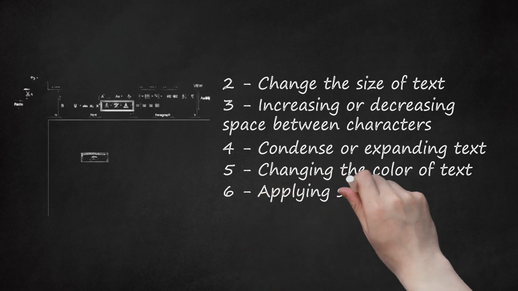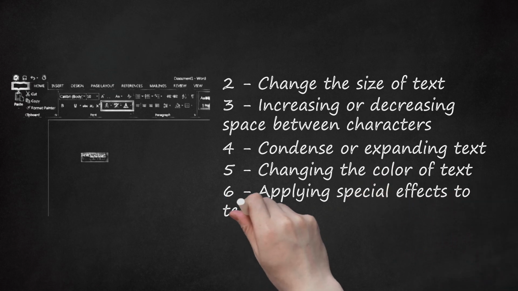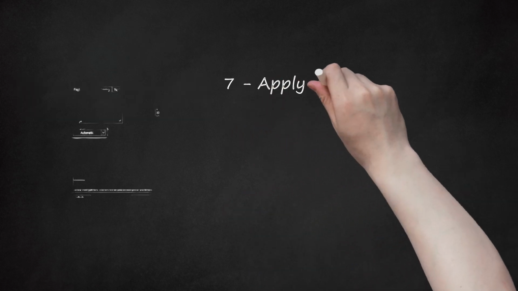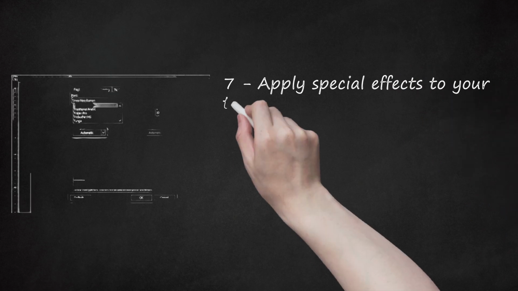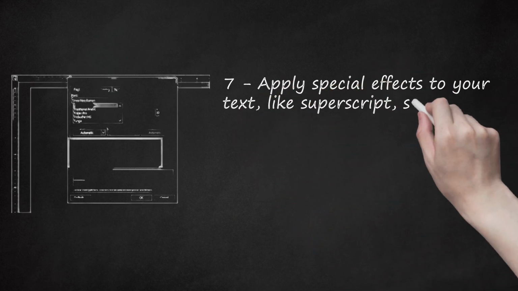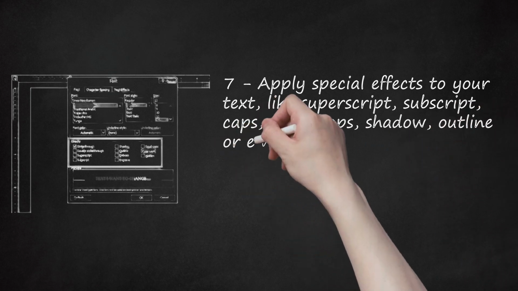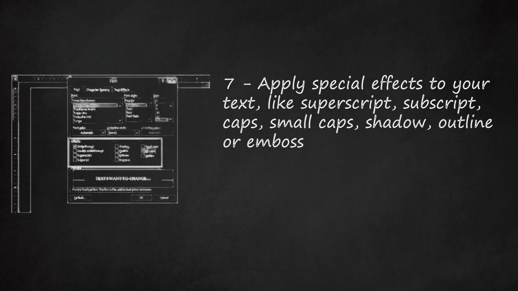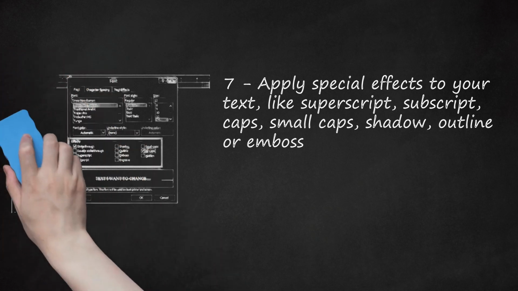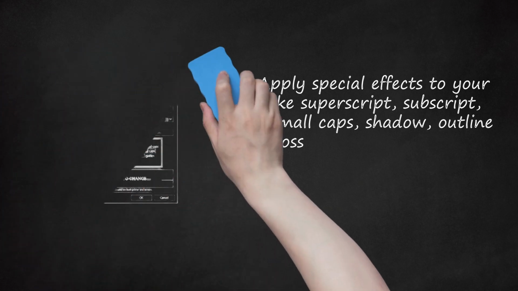6. Applying special effects to text. Apply special effects to your text, like superscript, subscript, caps, small caps, shadow, outline, or emboss. Select the text you want to change. On the Format menu, click Font, then select the special effect you want.